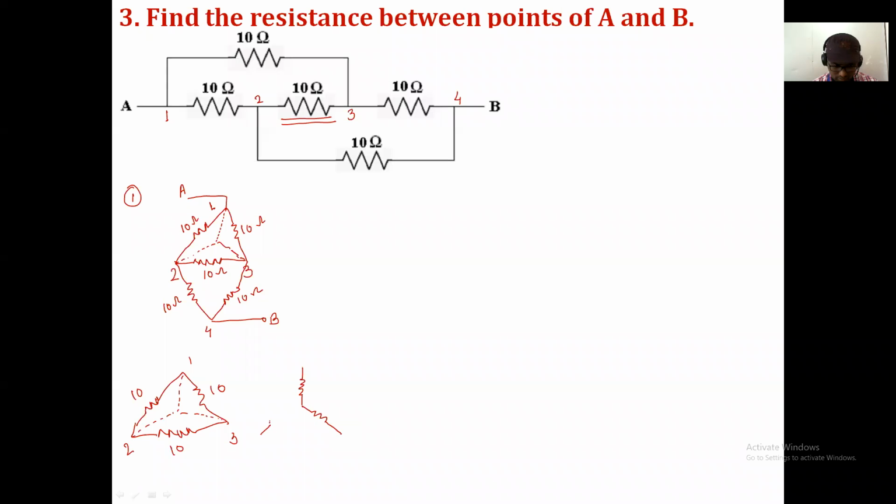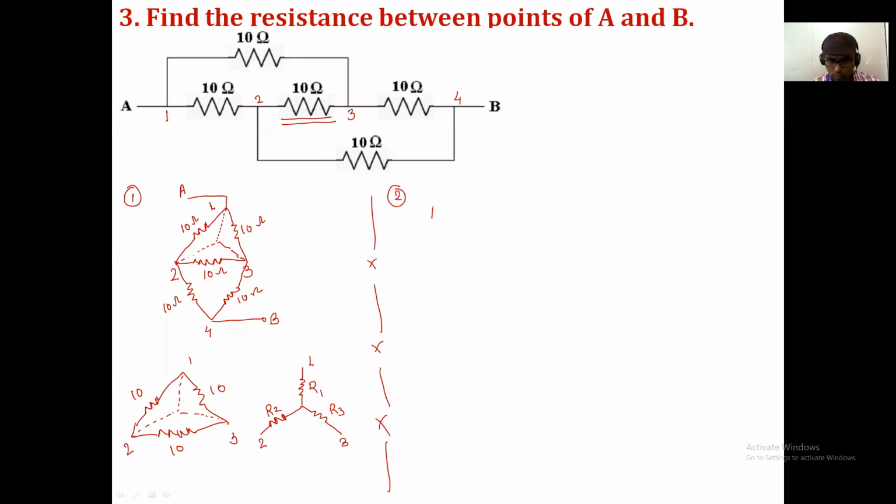And for that, let me draw the star diagram with the resistances. Now see that the first point is the upper point, and the second and third points are the lower points. Here I assume that this is R1, this is R2, this is R3. Is it okay? Now the second step is to calculate the values of these resistances R1, R2, R3.